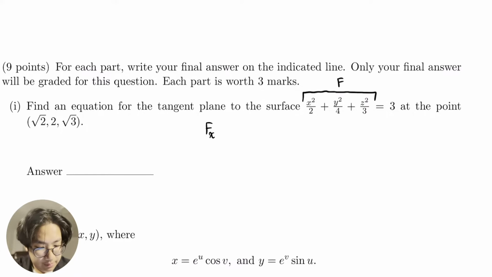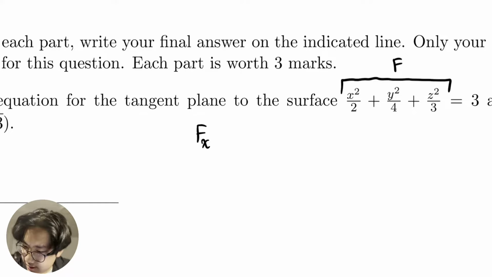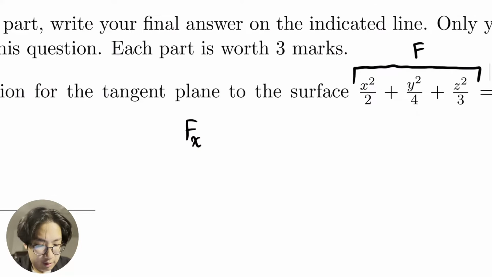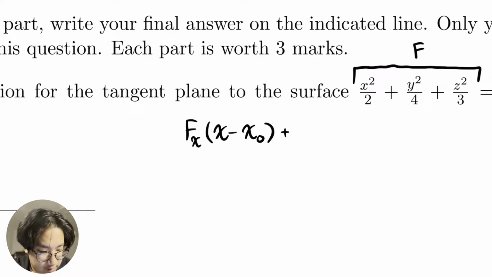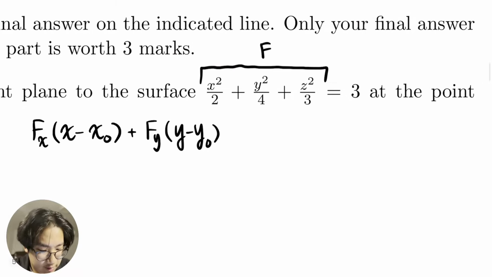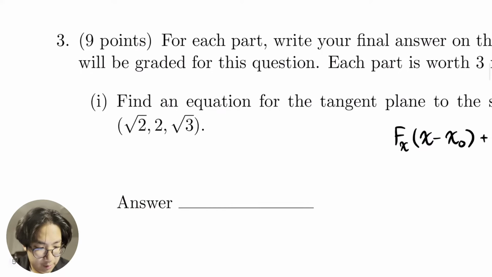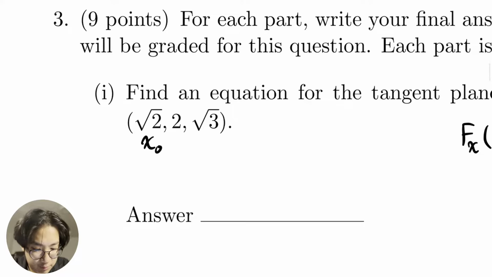Yeah. So in this case, we have f sub x evaluated at... Actually, I won't write the evaluated part, but we're basically evaluating f sub x at this point, and we're multiplying that by x minus x naught. So plus f sub y times y minus y naught, and then finally f sub z times z minus z naught, and this is equal to 0. In this case here, x is just a variable. x naught, y naught, z naught are just these points here.